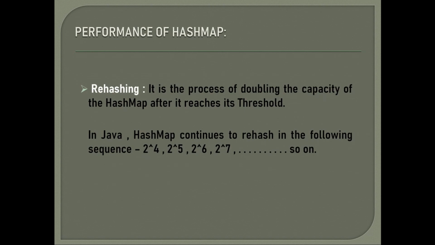Now what is rehashing? It is the process of doubling the capacity of the HashMap after it reaches its threshold. I told you that if we reach the threshold value, then rehashing takes place after that. In Java, HashMap continues to rehash in the following sequence: 2 to the power 4, 2 to the power 5, 2 to the power 6 and so on.